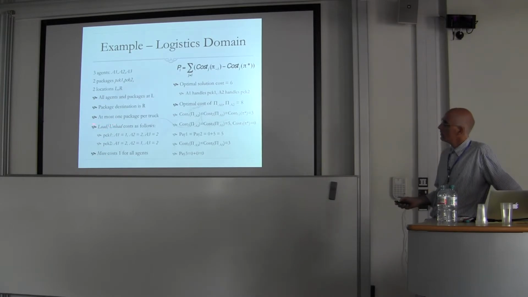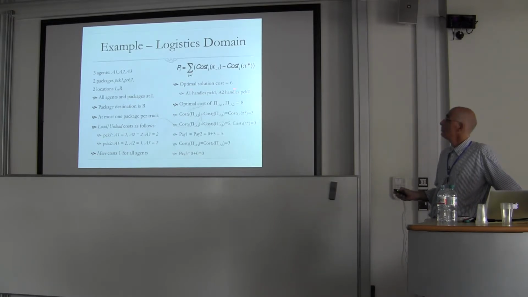Here is the cost of the actions. Loading and unloading for agent 1 and package 1 is 1. For agent 2 and agent 3 and package 1 it's 2. For package 2, agent 1 and agent 3 pay 2 to load and 2 to unload. And agent 2, it costs only 1 to load and 1 to unload. Okay? Move costs 1 to all of the agents.